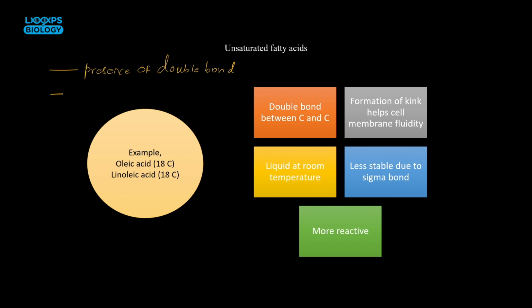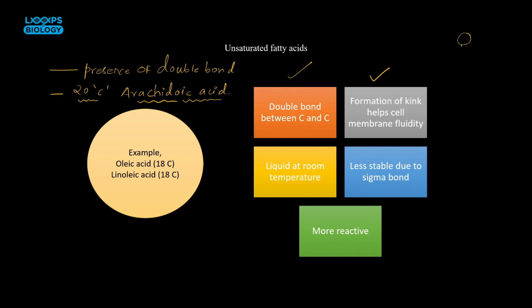And for this there is a 20 carbon fatty acid, that is arachidonic acid, which is famous for its long chain. Alright, so there is a double bond between carbon and carbon. There is formation of a kink. A kink is nothing but a structure like this.